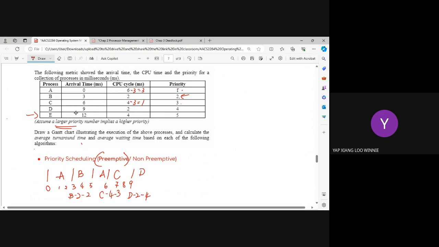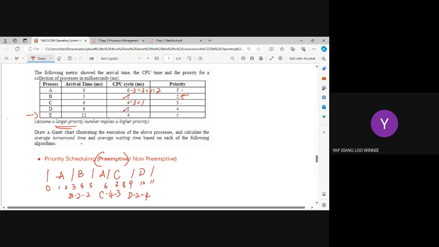Bear in mind, just now B is already done. But for our process A, we processed another 1 millisecond, so we have to deduct 1 over here. You have 2 millisecond left. So now in the queue, you have A and C. But your CPU has to work on process D because it has the highest priority over here. So now D executes for 1 millisecond, 10, 2 millisecond, 11, done. We're done with D.